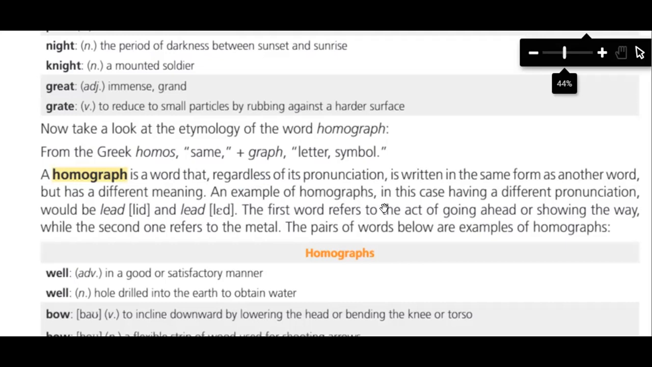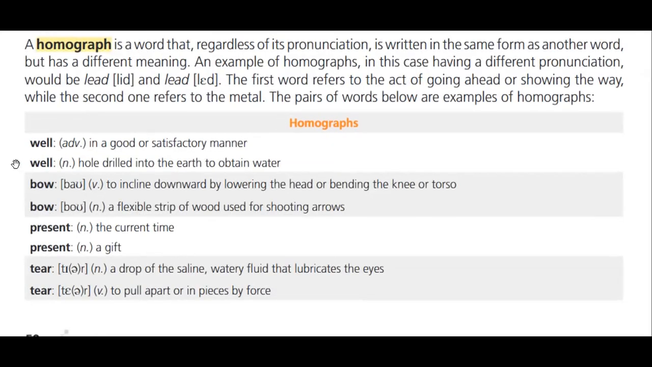An example of homographs having a different pronunciation is lead and lead, or read and read. Present tense is read, past tense is read. Here, the first word refers to an act of going ahead and showing the way. This is lead. Whereas the second, led, refers to the metal.